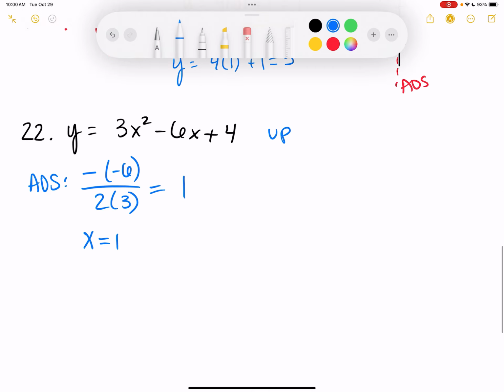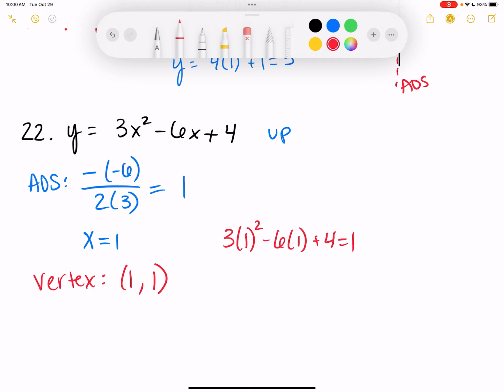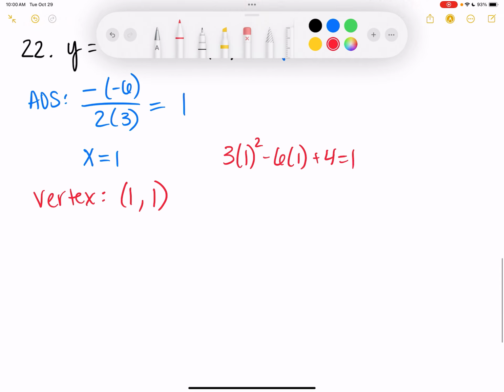Okay, vertex. So we plug it in. 3 times 1 squared minus 6 times 1 plus 4. That comes out to be 1. So the vertex is at 1, 1. Yep, that's what I got.